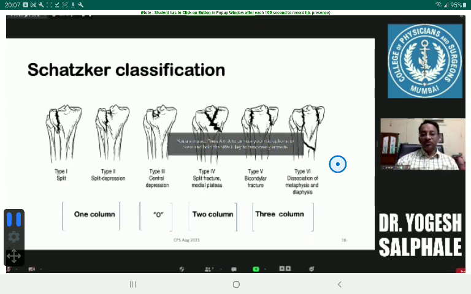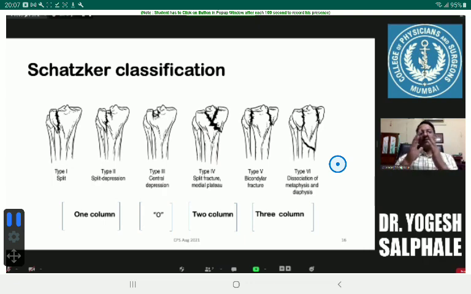Now, as the severity increases, we have a type 4, which is a split fracture, medial plateau predominantly involved, and the type 5, which we call bicondylar tibial fractures. In type 6, we have a dissociation of the metaphysis and the diaphysis, one of the most serious forms of a fracture.